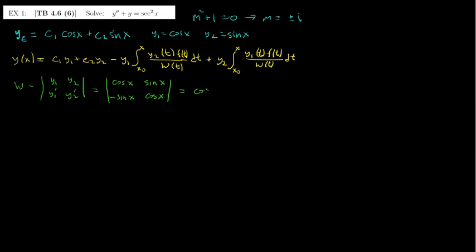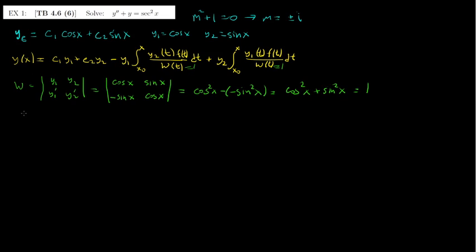Cosine times cosine is cosine squared, and then minus this diagonal will be negative sine squared. So of course that just gives you cosine squared plus sine squared, which I'm sure you all know is 1. That's the Pythagorean identity. So this is very convenient because, right, the denominators here are just going to be 1s, right?